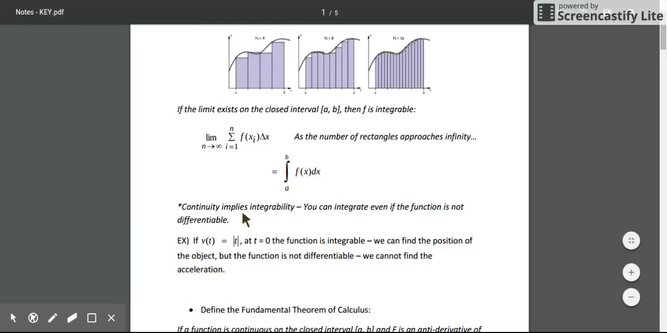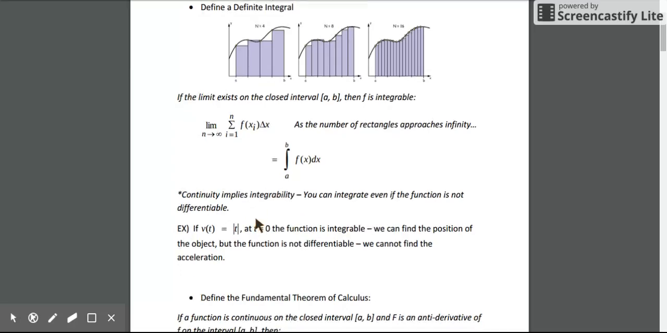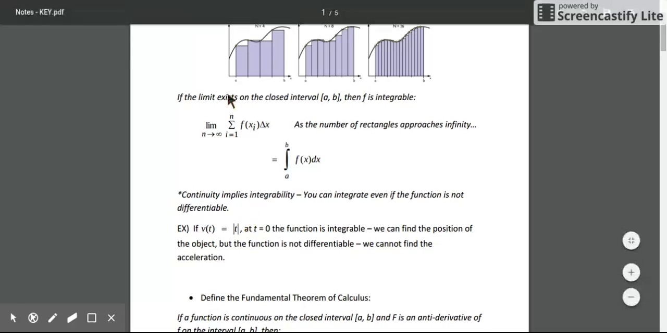Another part of the definition that we need to know is that continuity implies integrability. So we can integrate even if the function is not differentiable. When we were talking about how something needed to be continuous and the limit needed to exist in order to find the derivative, this is not quite as specific. This is just saying if we know the limit exists, because that's part of the definition of an integral, and if it's continuous, then all of that is implied and we can integrate.